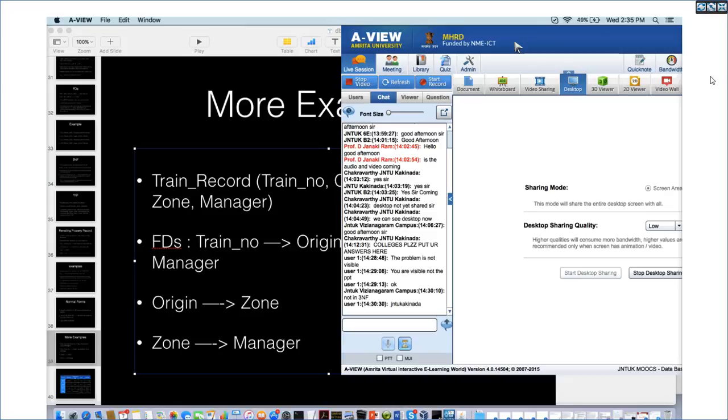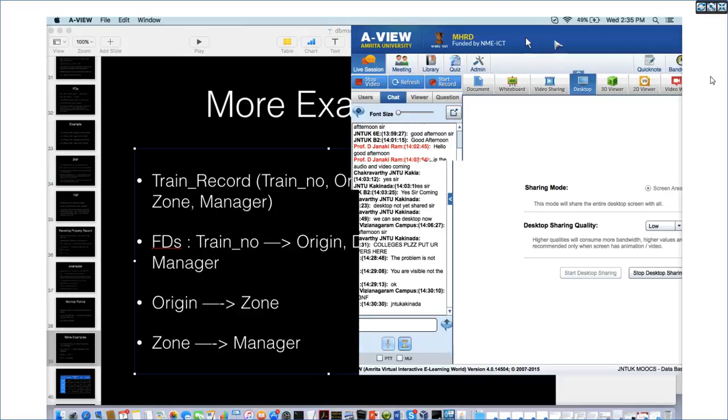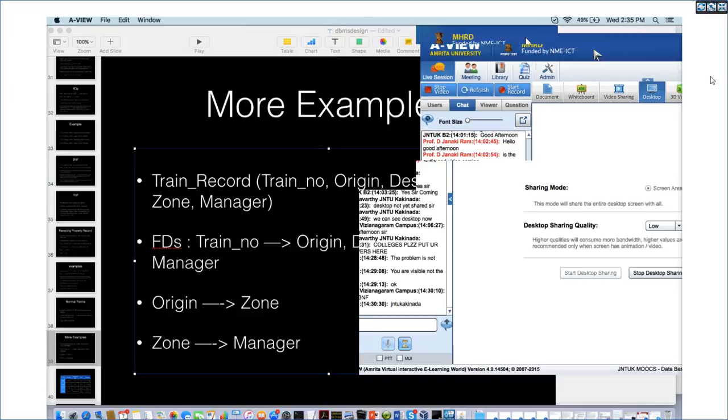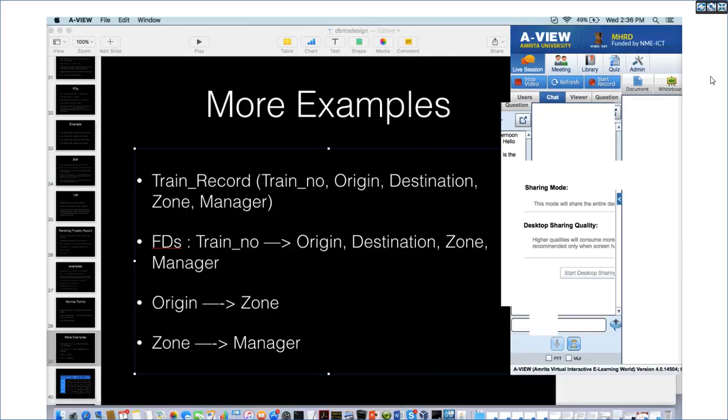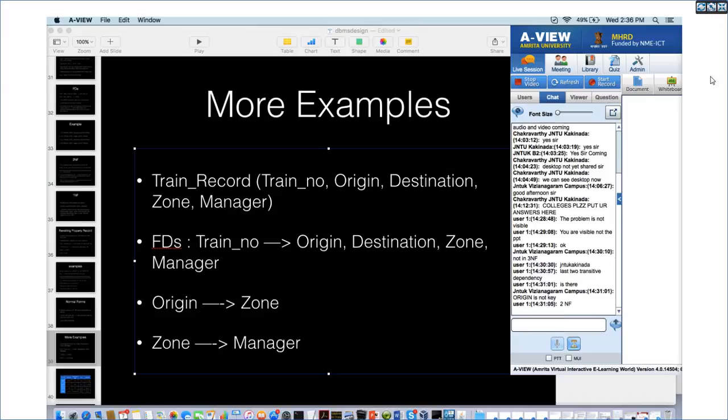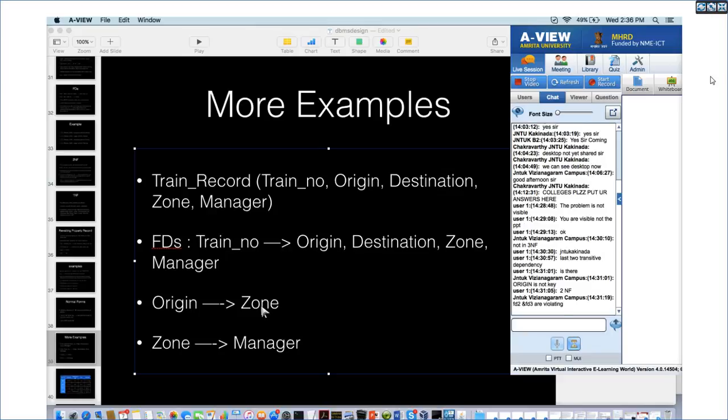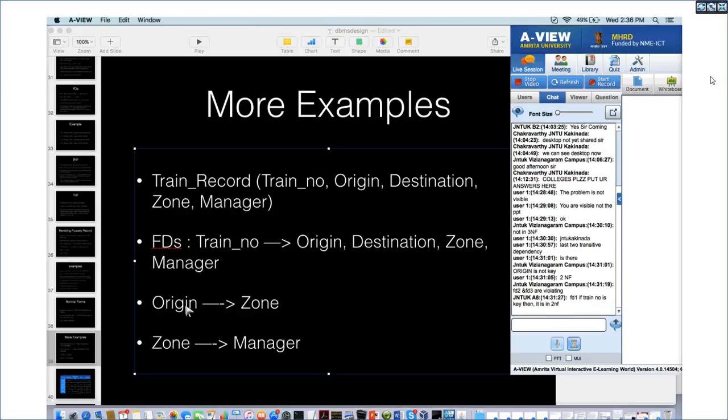See, origin is not the key to this. Train number is the key, right? Origin is not the key. Which is the requirement for 3NF? Origin is not the key is not enough. Origin is not the super key.